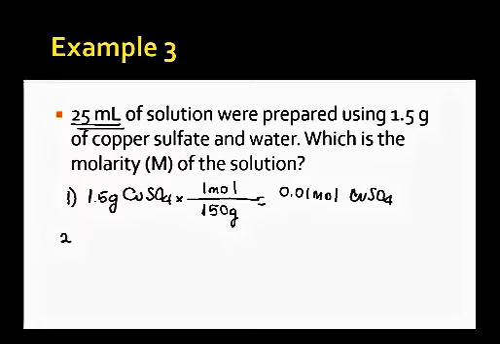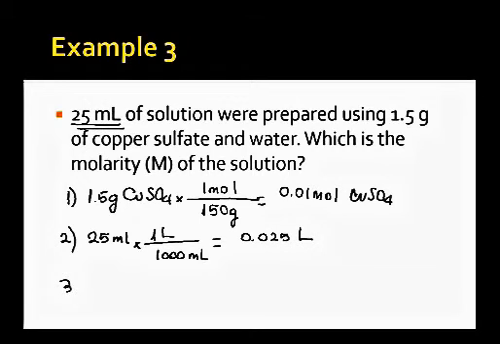The second one is to pass 25 milliliters to decimeters cube or liters. I know that 1 liter is equal to 1000 milliliters. So the volume is 0.025 liters.